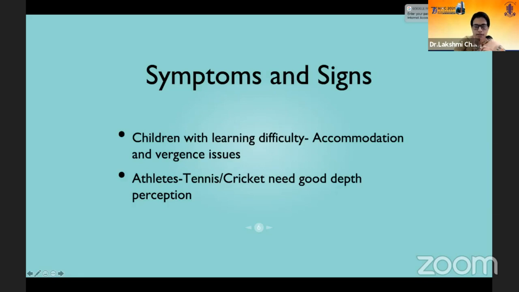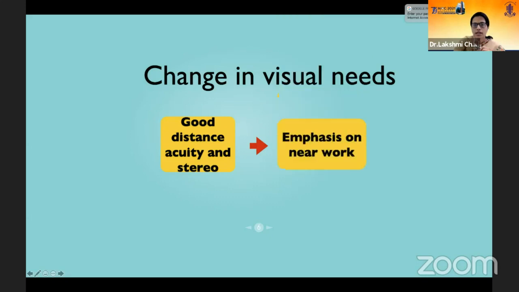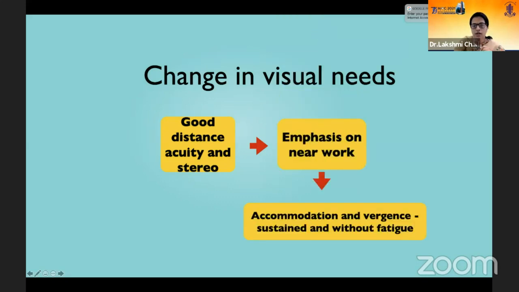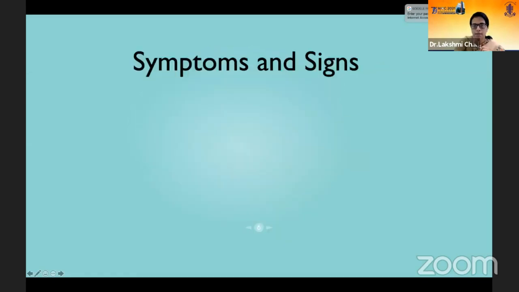As well as cricket players or tennis players, they need good depth perception. Accommodation and vergence can hinder this. According to the change in visual needs in the present scenario, from good distance visual acuity and stereopsis, we need an emphasis on near work. And this gives a lot of strain on our accommodation and vergence, which needs to be sustained without fatigue.